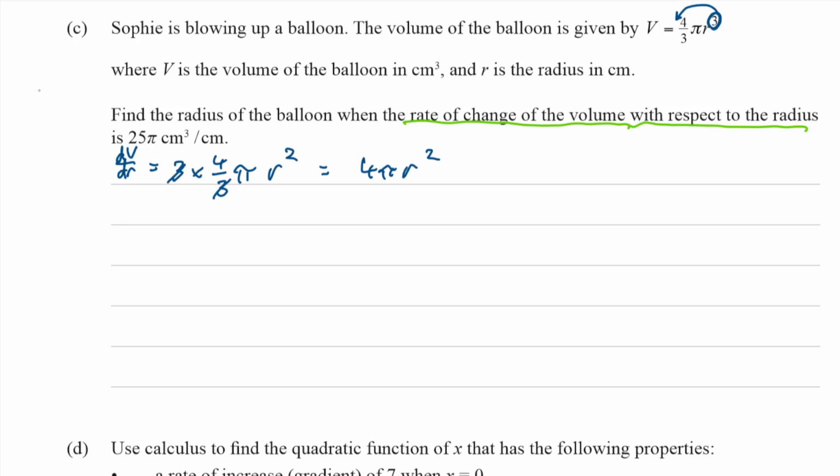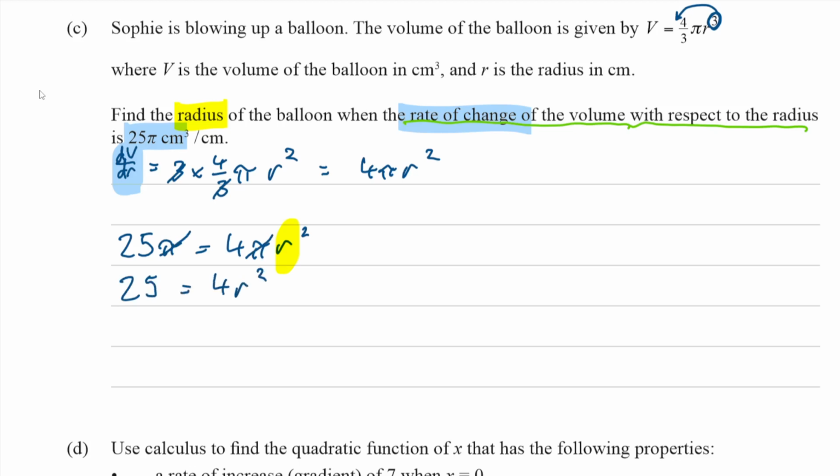Now the question is asking, what is the radius when the rate of change of volume is 25 pi? So in for the rate of change of volume goes 25 pi, and then we are solving for the radius. Cool. So sadly we're going to divide both sides by pi, rest in peace pi, and we're left with 25 equals 4 times the radius squared.